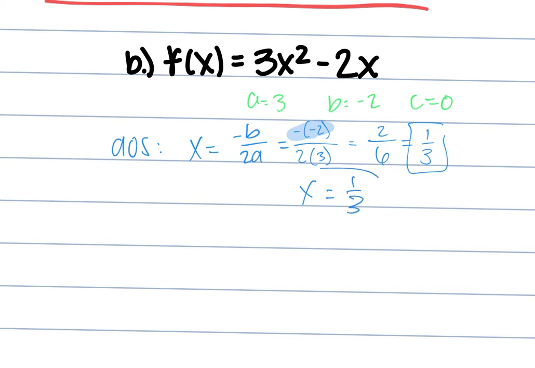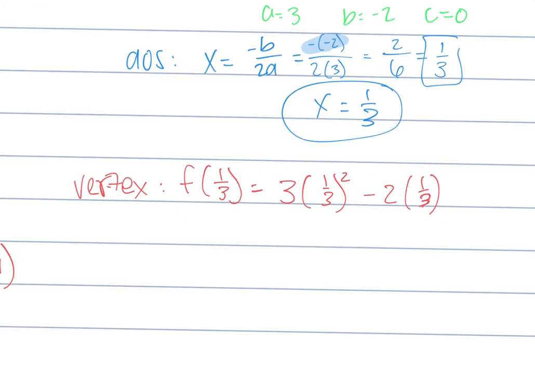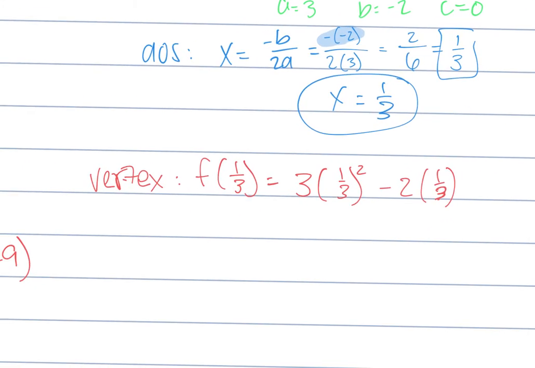What do I do from here? Bryson? Then you copy down f of x, or you find the vertex by doing what? For every x, you put in 1/3. Good, I substitute. So it would be 3, and then parentheses, 1 over 3 to the second power, and then minus 2, and then in parentheses 1 over 3. Next. What would you do next, Bryson?